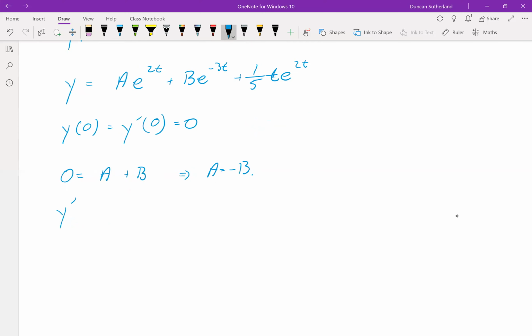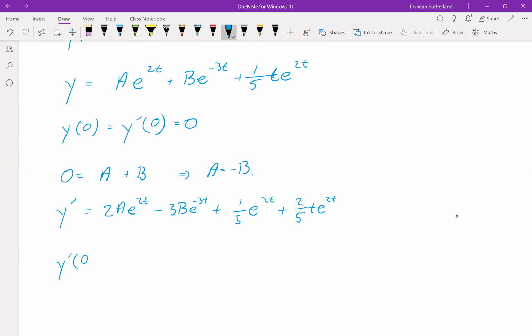Y prime equals 2a e to the 2t minus 3b e to the minus 3t, plus this one's a product rule. Differentiate the first one, leave the second one alone. Differentiate the second one, leave the first one alone. Right, so that's our derivative. Now, I'm not going to bother simplifying it. It does scrunch up a little bit, but I'm just going to plug in 0.